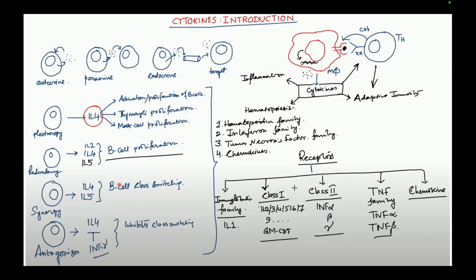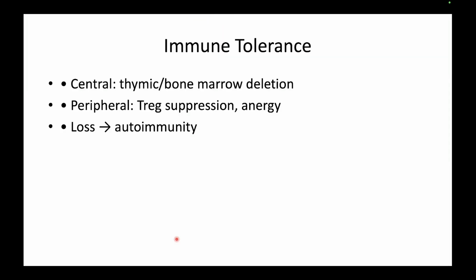These are the cytokines. So what cytokine has what effect? IL-2, IL-4, IL-5 help in B cell maturation. If IL-4 and IL-5 are released, it helps in B cell class switching. If IFN gamma is there, it inhibits IL-4 and then inhibits the class switching. So these are different kinds of cytokines.